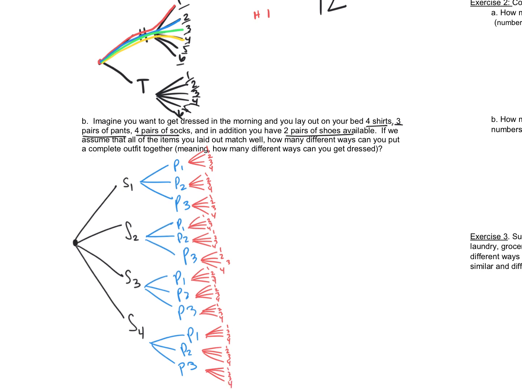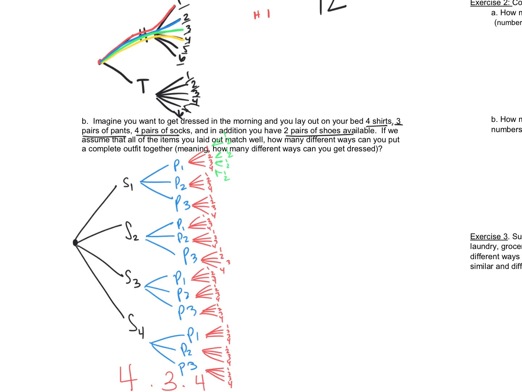Whoa, okay. Again, there were four different shirts, three different pants, four different socks. So we have a lot going on here. It's going to be four times those three pairs of pants, times those four different socks. And then we have two shoes. So each one of these has to go out to two shoes, like a one, two, and a one, two, and a one, two, and a one, two.